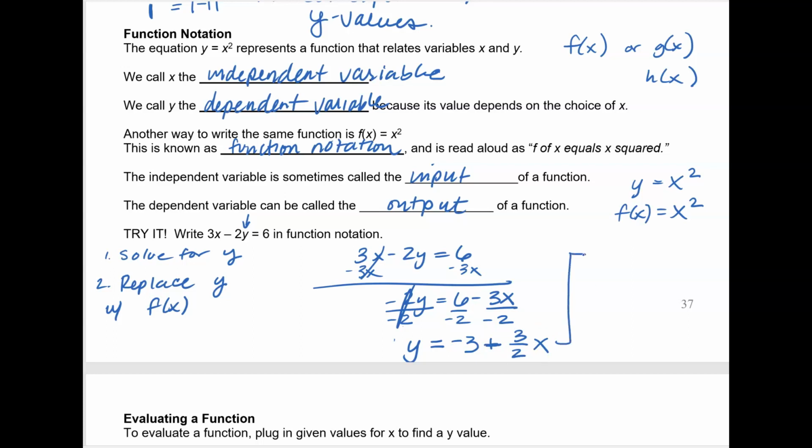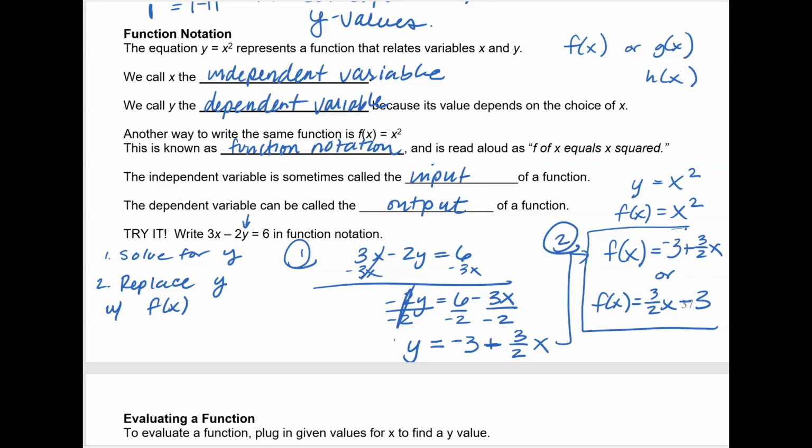But now, so this was step 1. Step 2 is just to replace that y with an f of x. So f of x equals -3 plus 3 halves x. Or you could also write it 3 halves x minus 3. So all of these versions would be acceptable on Connect. So there's always going to be a couple different ways you can put it in, and you should get the right answer either way. So hopefully that makes sense in terms of function notation.